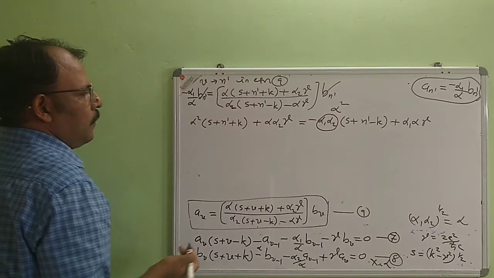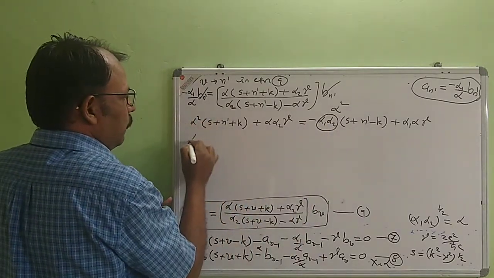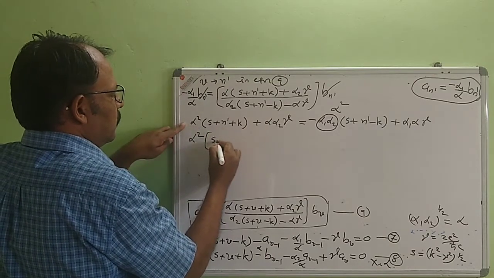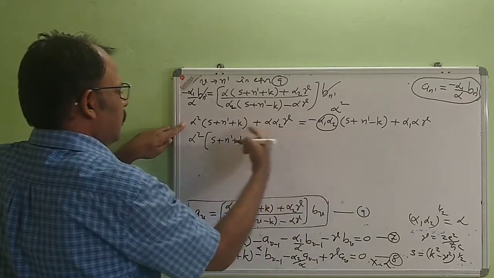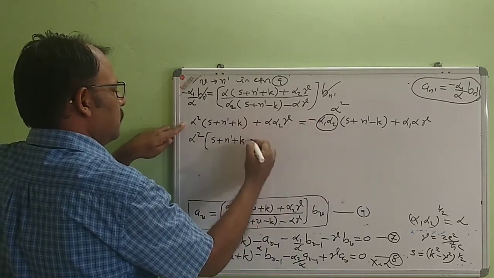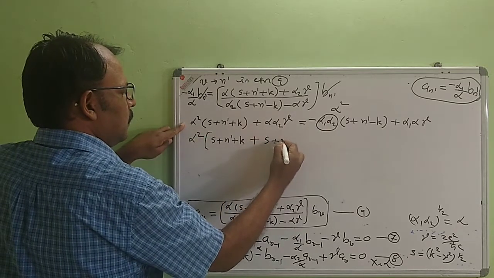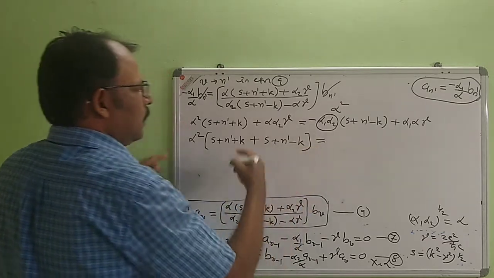This will be alpha square. So take this term to the left hand side, then it will be alpha square. I can take alpha square common. This is s plus n prime plus k. When I take this term to the left hand side, this minus will become plus, alpha square is taken common, then plus s plus n prime minus k is equal to the right hand side.